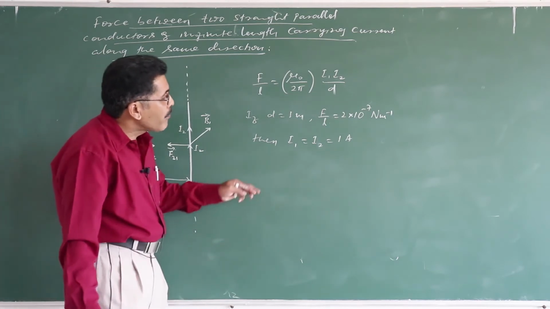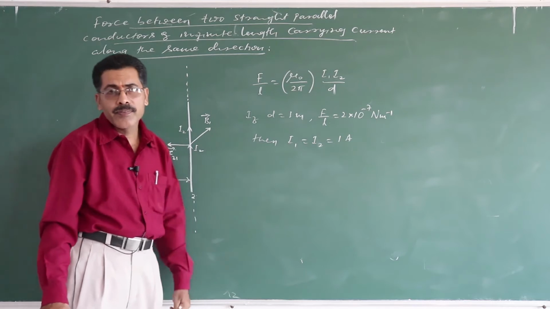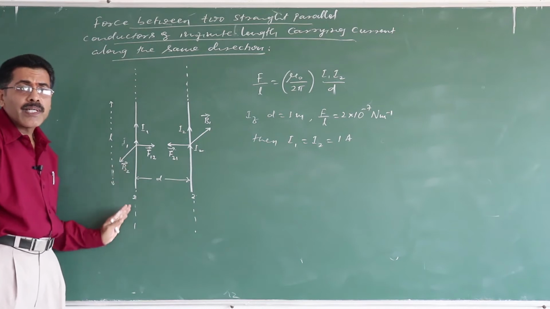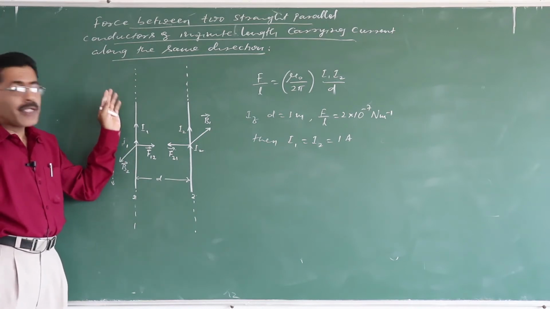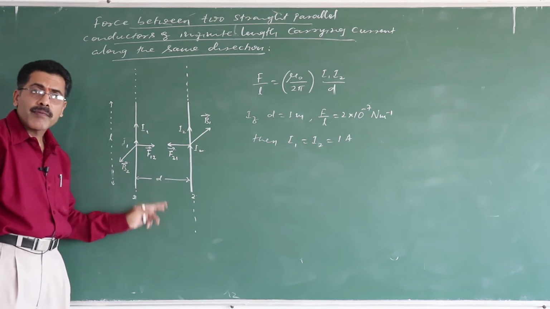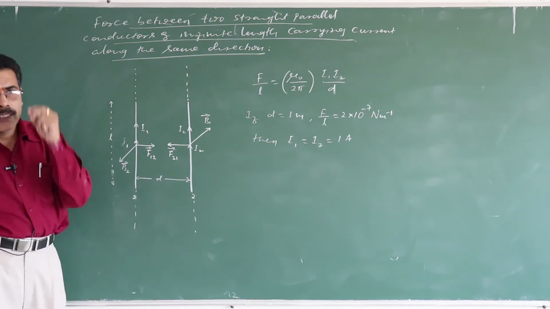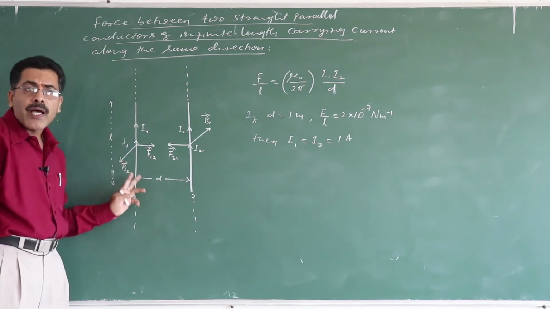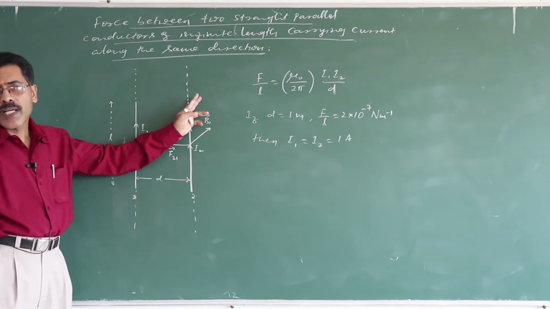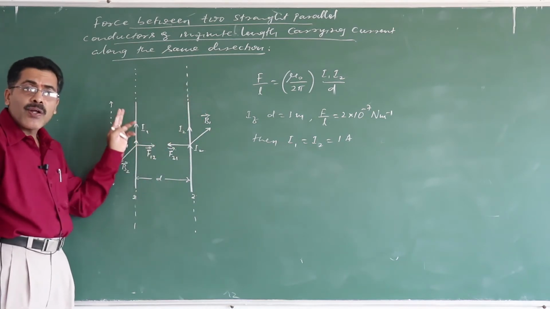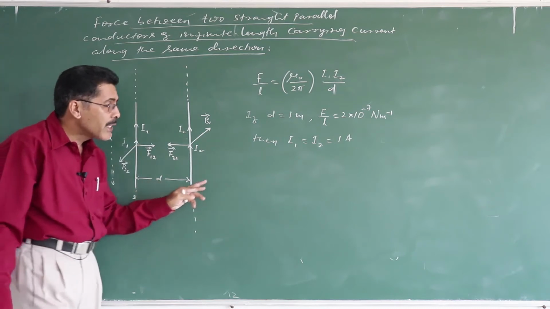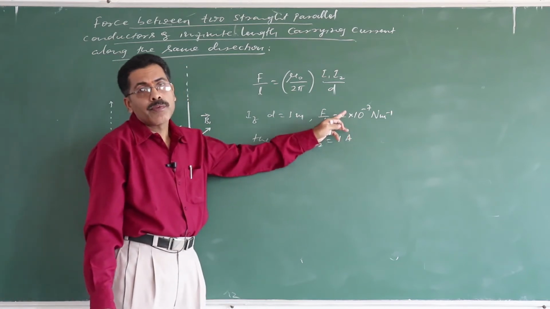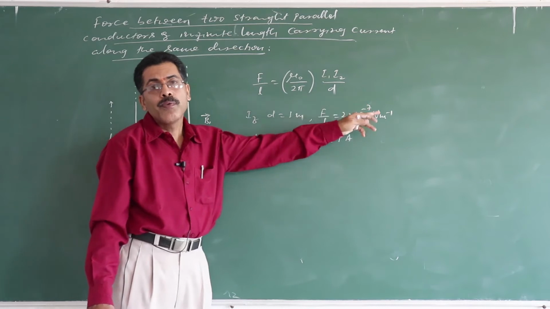See, therefore, ampere is that steady current which, when flows through two straight parallel conductors of infinite length separated by a distance of 1 meter in air or vacuum. Ampere is that steady current which, when flows through two straight parallel conductors of infinite length carrying current along the same direction separated by a distance of 1 meter, experiences an attractive force of 2 into 10 raised to minus 7 Newton per meter.